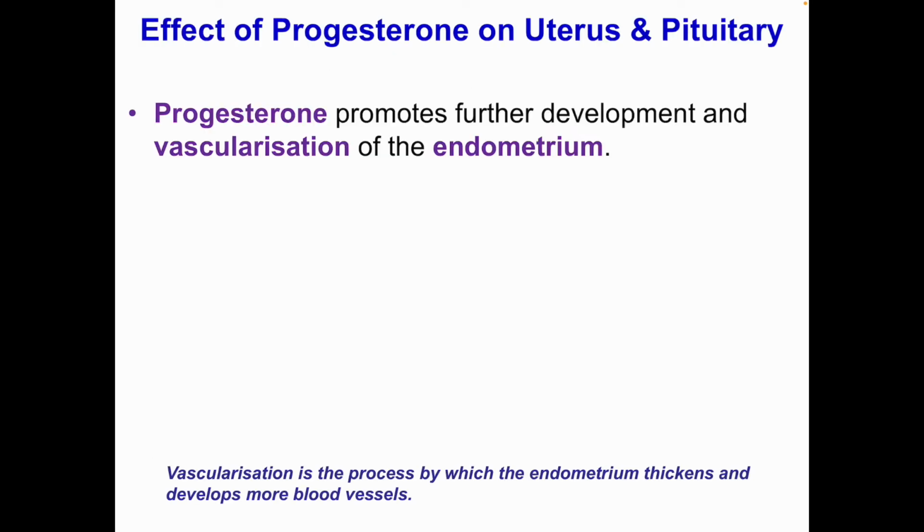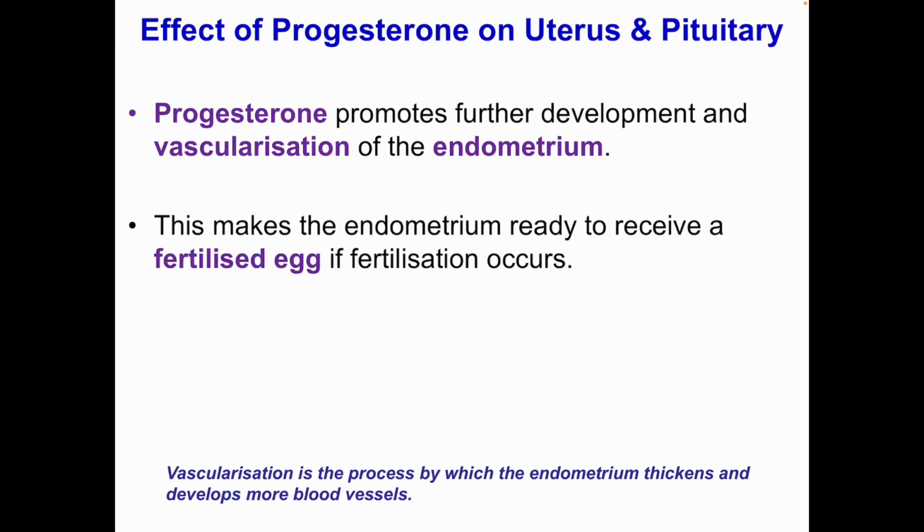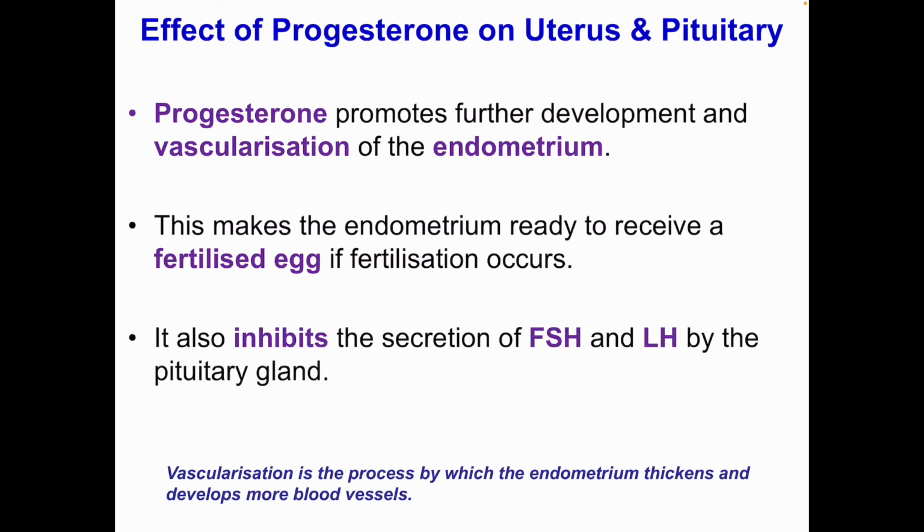Progesterone promotes further development and vascularisation of the endometrium. Vascularisation means the endometrium thickens and develops many blood vessels in it to provide a good blood supply if an embryo implants. This means that the endometrium is ready to receive an embryo if fertilisation occurs. Progesterone also inhibits the secretion of FSH and LH from the pituitary gland.